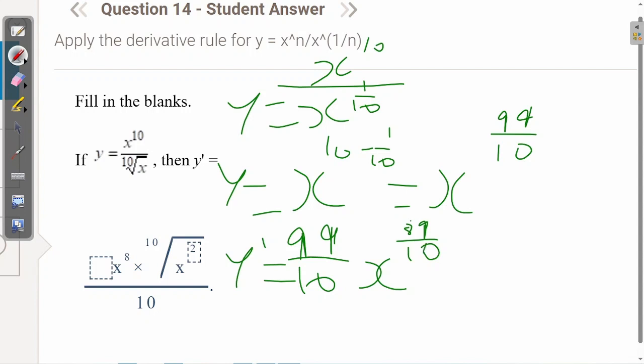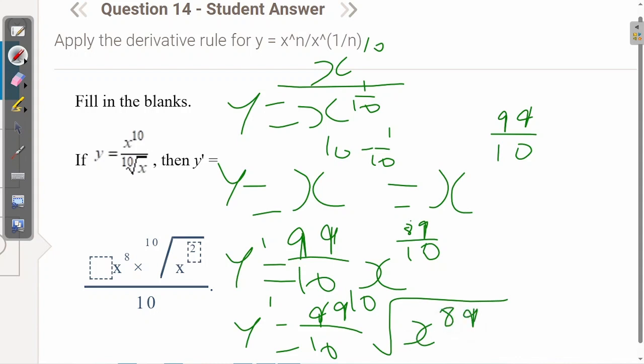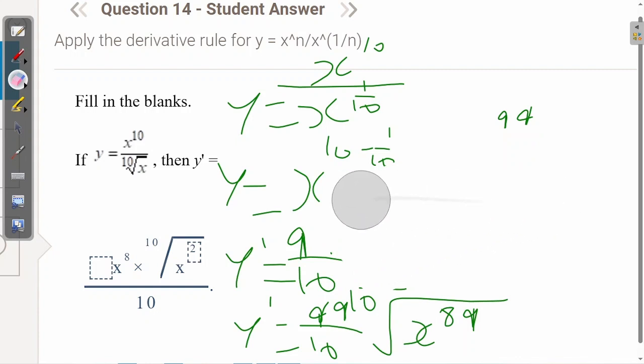Okay, now you put it all in the 10th root. So y prime is equal to 99 over 10, 10th root of x power 89. But we aren't done here. They want you to simplify it more.